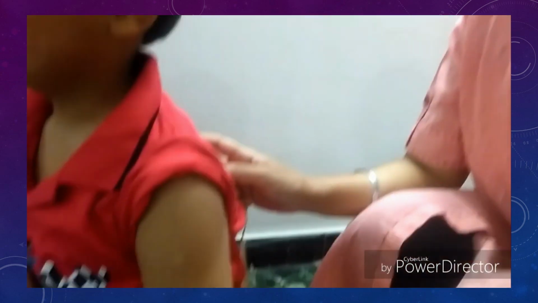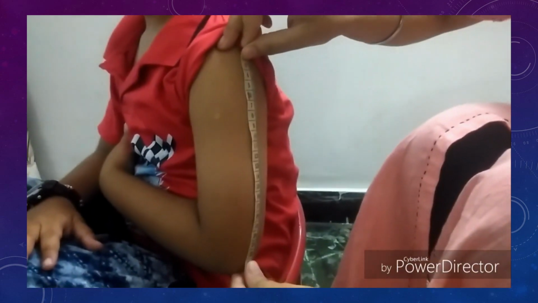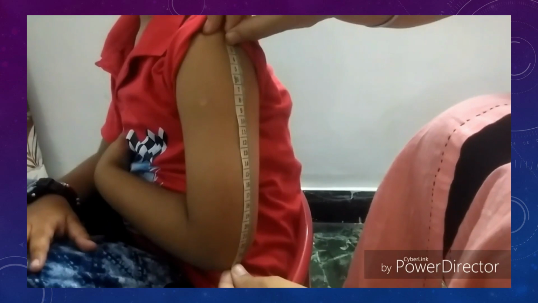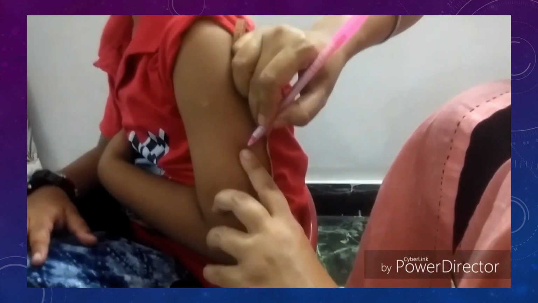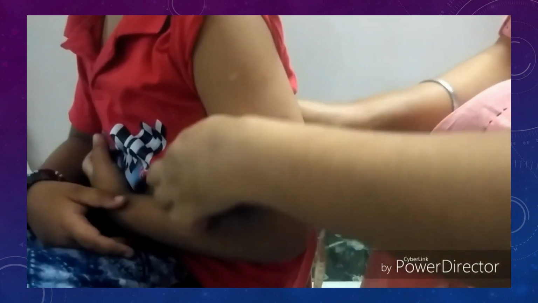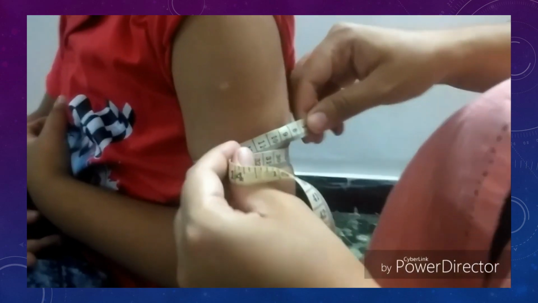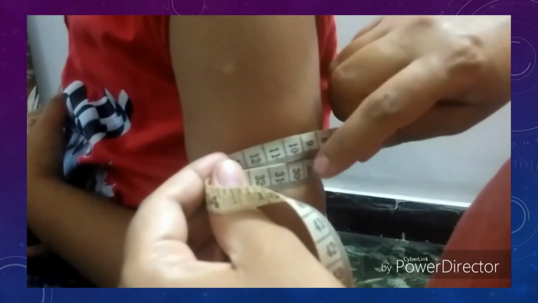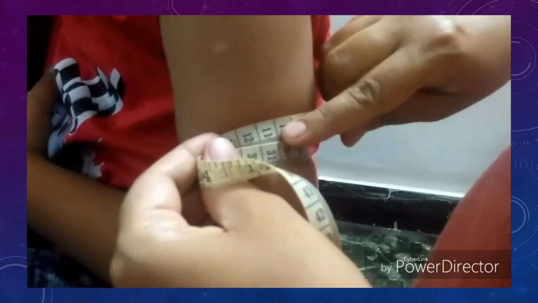Now, this video will tell us how the mid arm circumference is measured. In this video, first the vertical length of the arm is taken, then the midpoint of the arm is marked. Then a non-stretchable measuring tape is encircled around the mid arm, and the reading is taken where the tape crosses. This is how the mid arm circumference is measured in children.